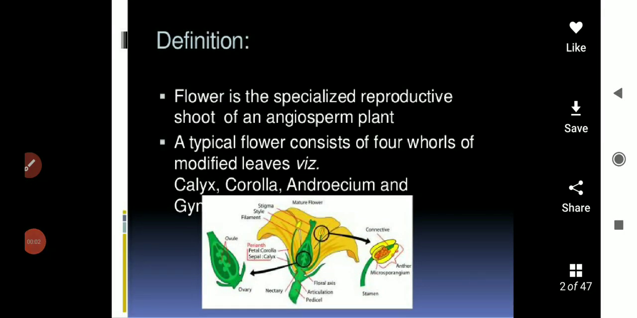Okay, good evening, girls. Today I will be teaching you some introductory terms about the flower. From my side, we will be doing floral morphology, which means I will be describing how the flower looks or how it behaves, and only for angiosperms.